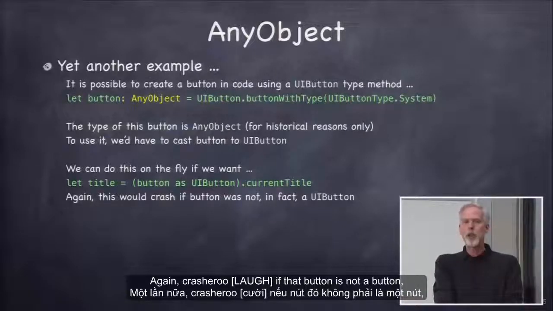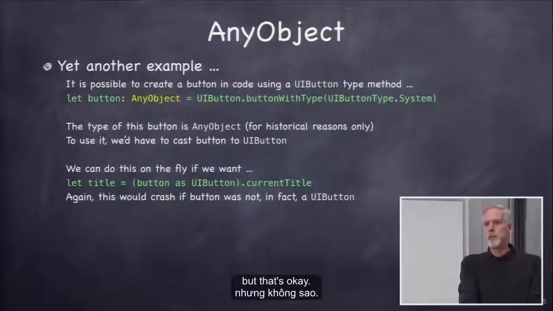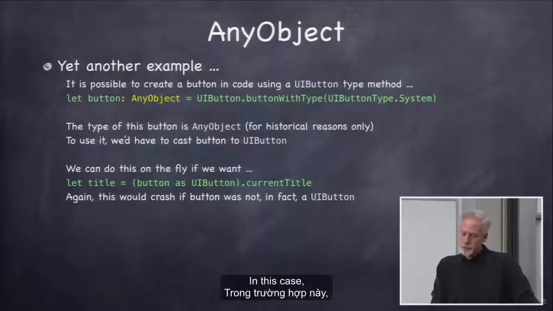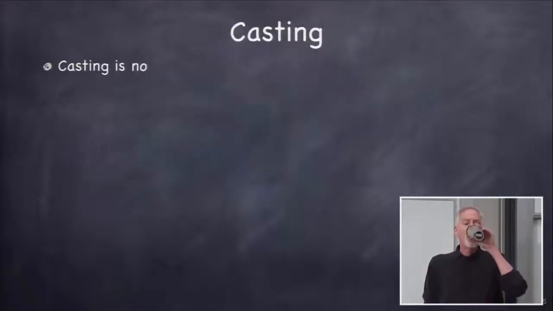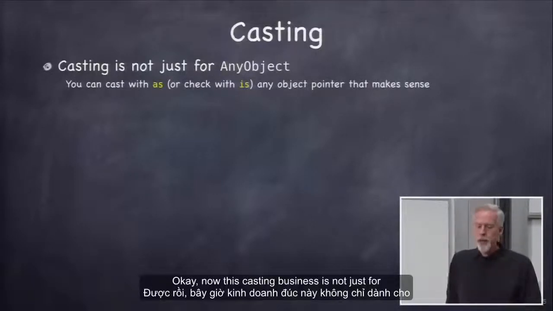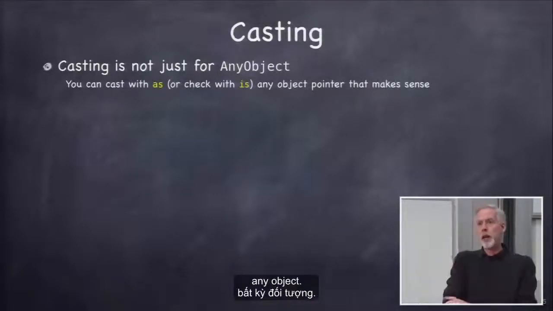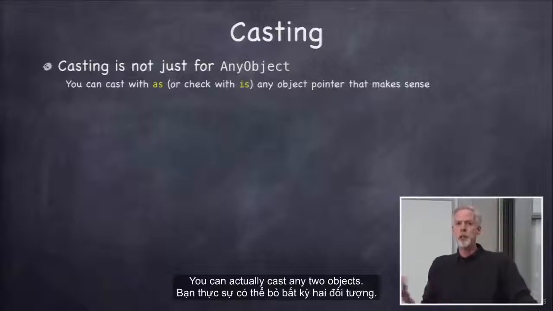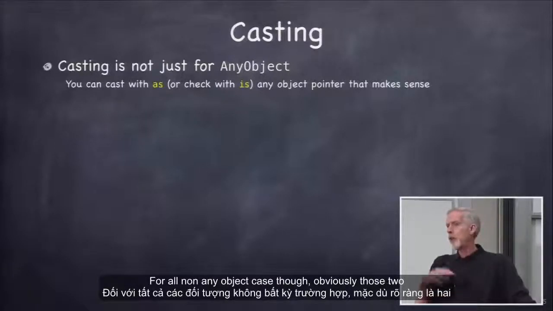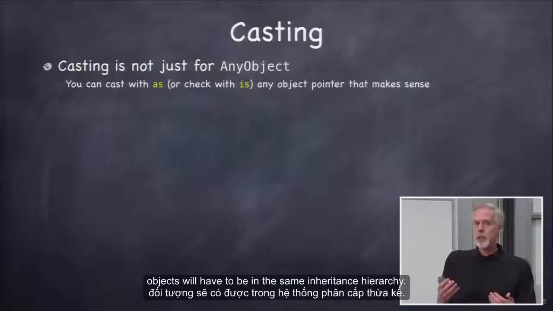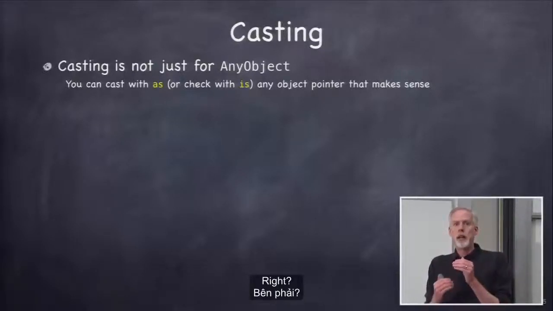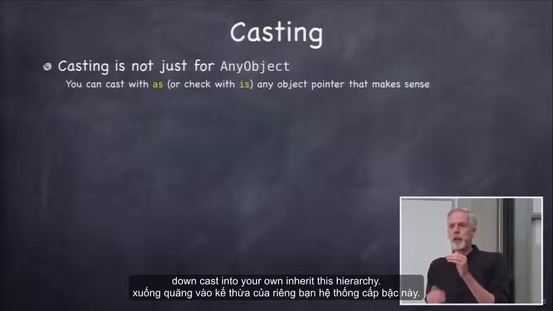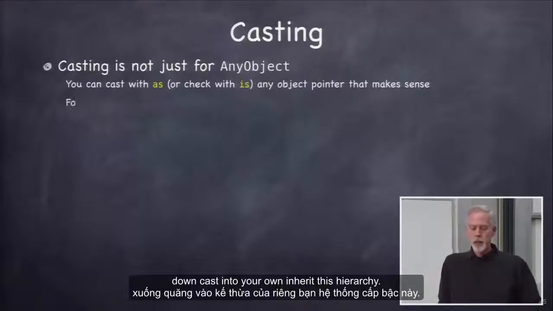on the fly. Again, crash-a-roo if that button is not a button, but that's okay. In this case, button with type, better darn well return a UI button. Okay, now this casting business is not just for any object. You can actually cast any two objects. For all non-any object cases, though, obviously those two objects would have to be in the same inheritance hierarchy, right? You can only cast down, downcast into your own inheritance hierarchy.